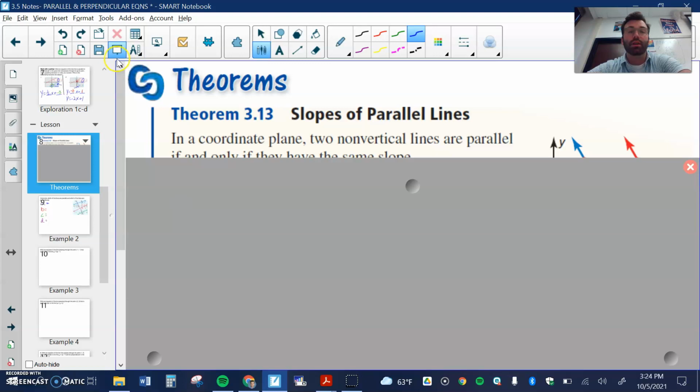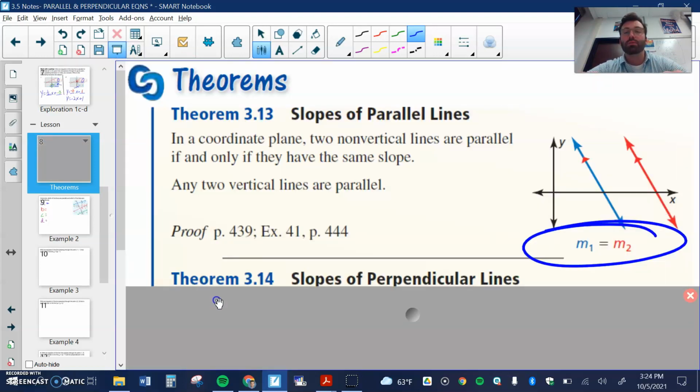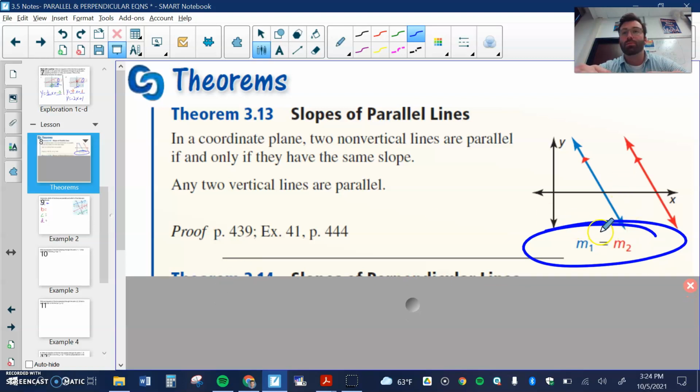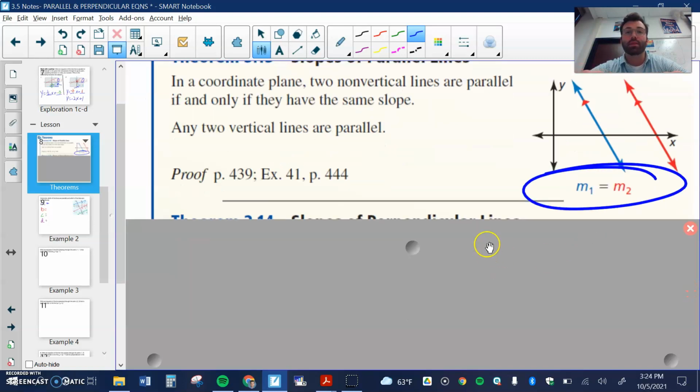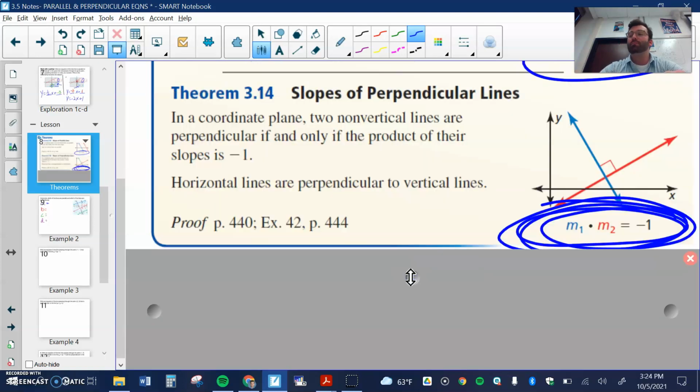I want to talk briefly about this. First thing I want to say: parallel slopes, we know the slopes of these lines are going to be equal or the same. Perpendicular slopes are a little bit special. If I multiply them together, I should get negative 1.